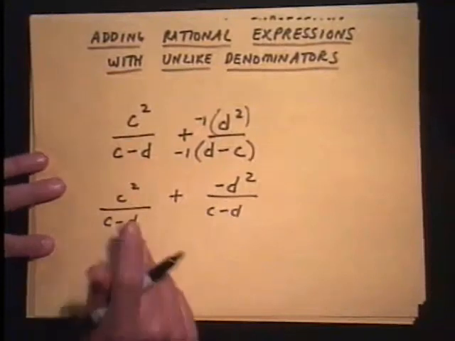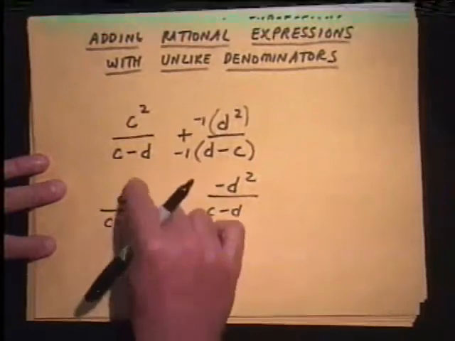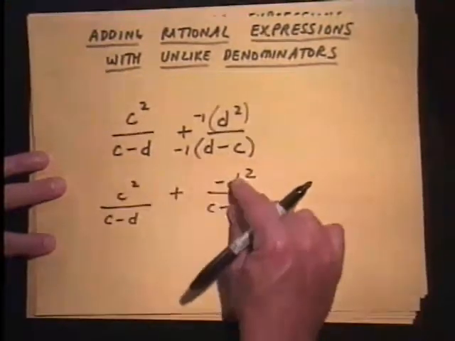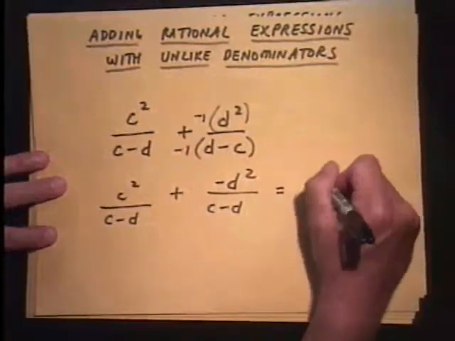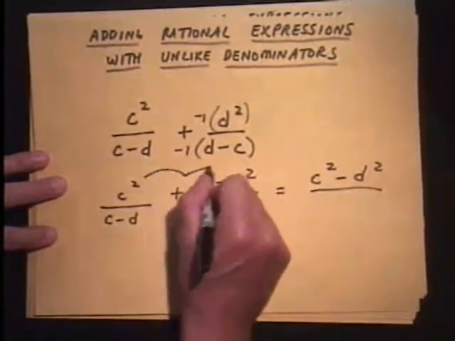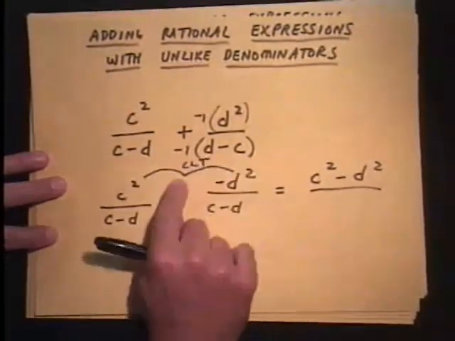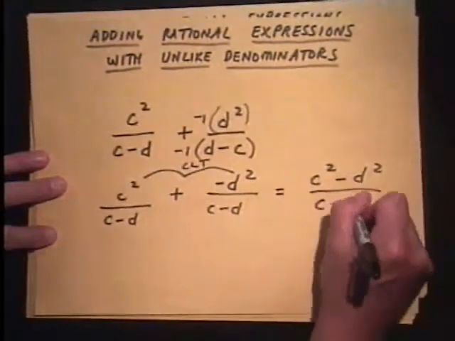All right, so step 1, get the common denominator. Step 2, make equivalent fractions with that common denominator. Step 3, add the top. So what we're going to get here is c squared minus d squared. Now again, when we do that CLT bird there, there is no like term, so we'll just write it like that over c minus d.